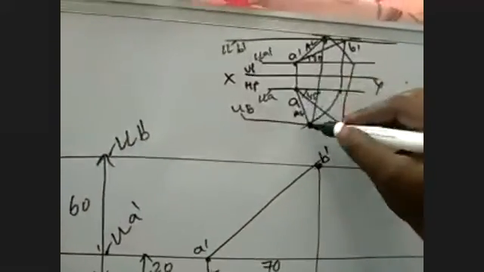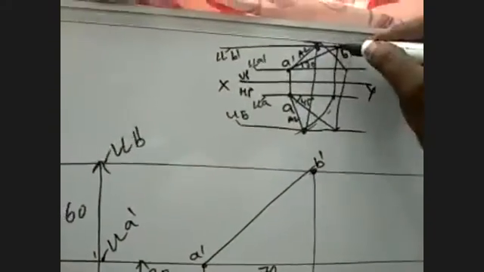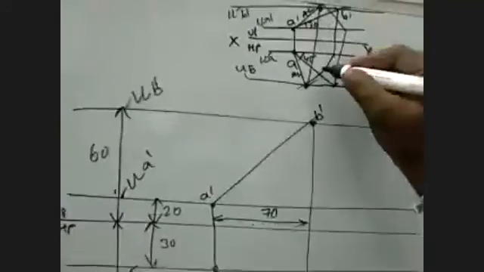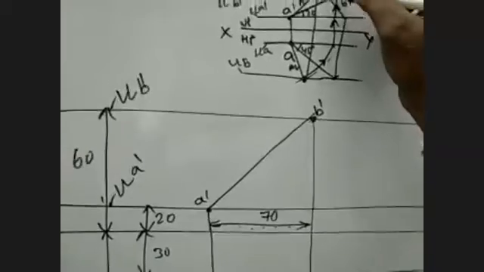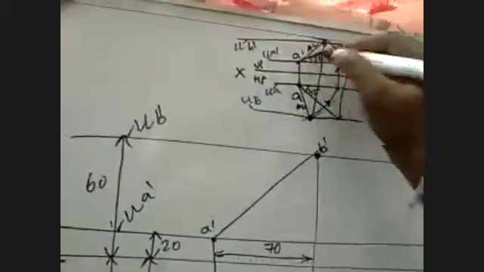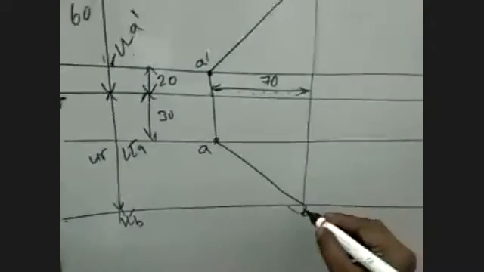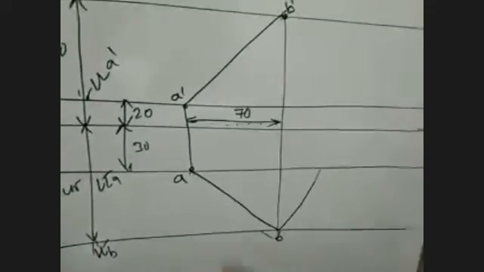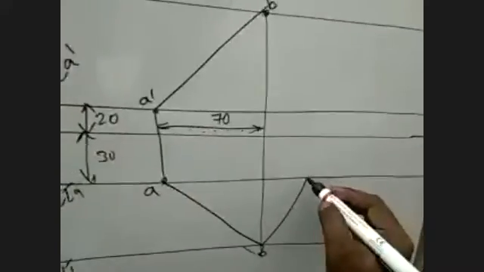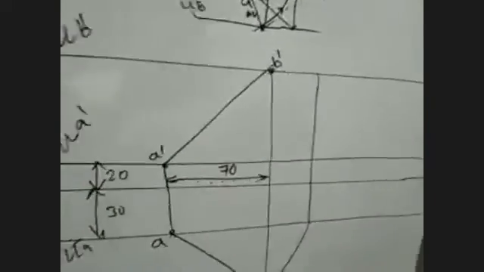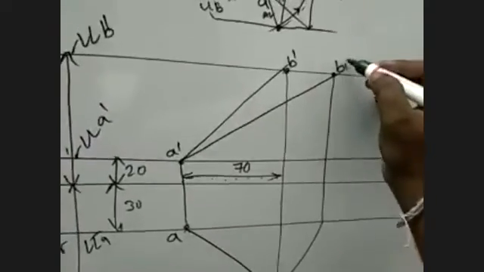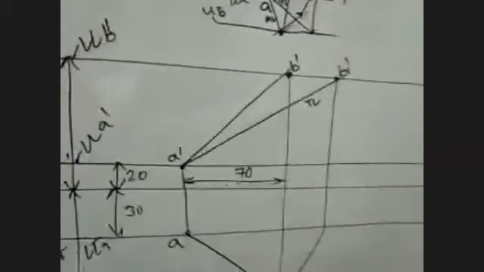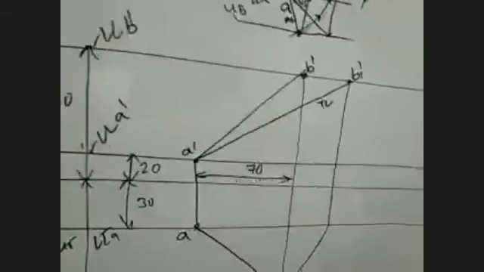From the apparent length, how do I get the true length? Taking this as the center and this as the radius, I will draw an arc and take it in the upward direction, the reverse way. When it touches the upper locus line, there you have to draw the true length. Here also, taking this as the center and this as the radius, draw an arc. Wherever it touches your locus line A, from there draw a straight line. Wherever it touches the other end locus line, that is your B1 dash. This is the true length. Always your true length will be bigger compared to the apparent length.